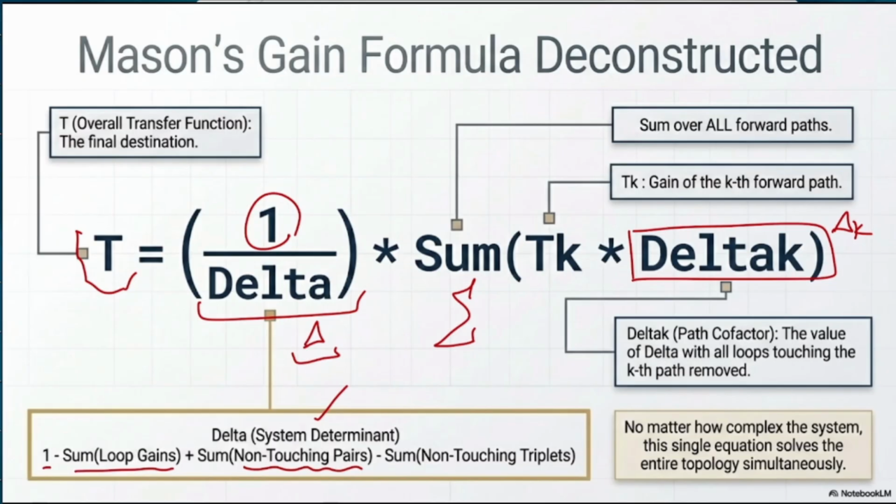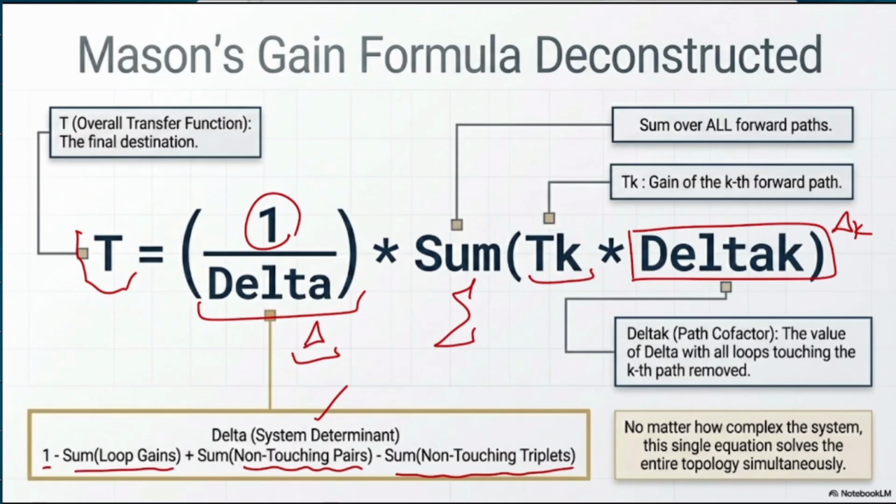Imagine that you have two non-touching loops, for example H1 and H3. Whatever gain they have, you have to multiply them by each other, and then subtract the non-touching triplets. So in some cases we have pairs, but in another case we have, for example, 3 loops that are not touching each other at all. This is a very rare condition, but you have to consider it. So at this point we know what delta is.